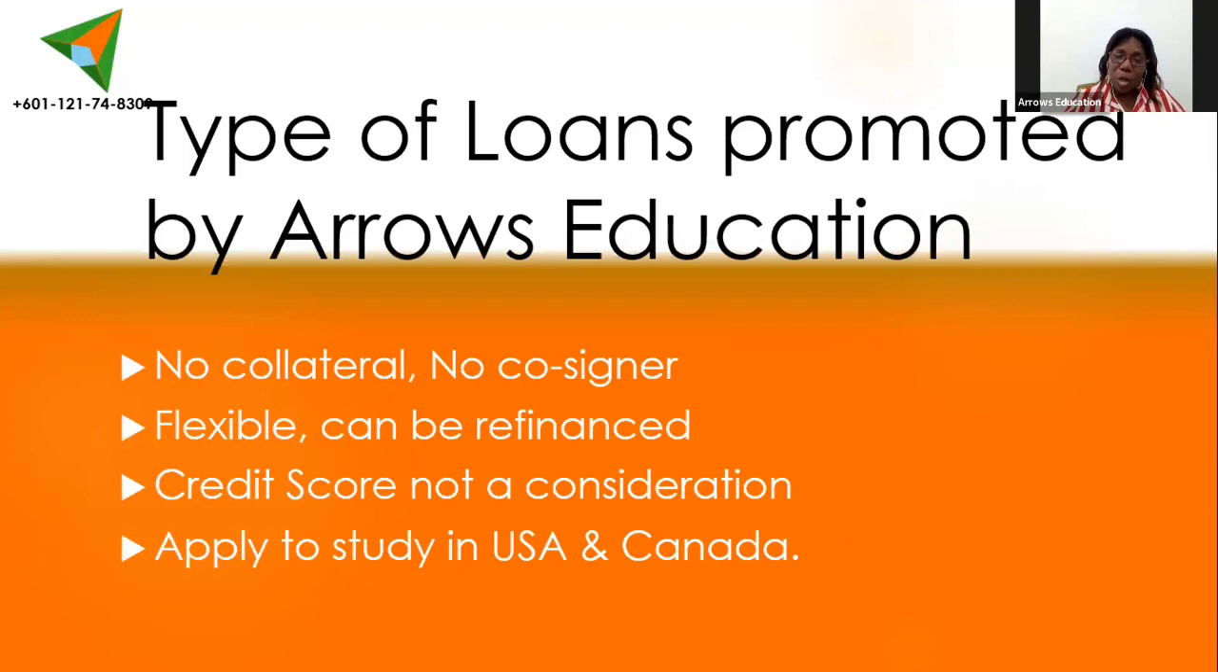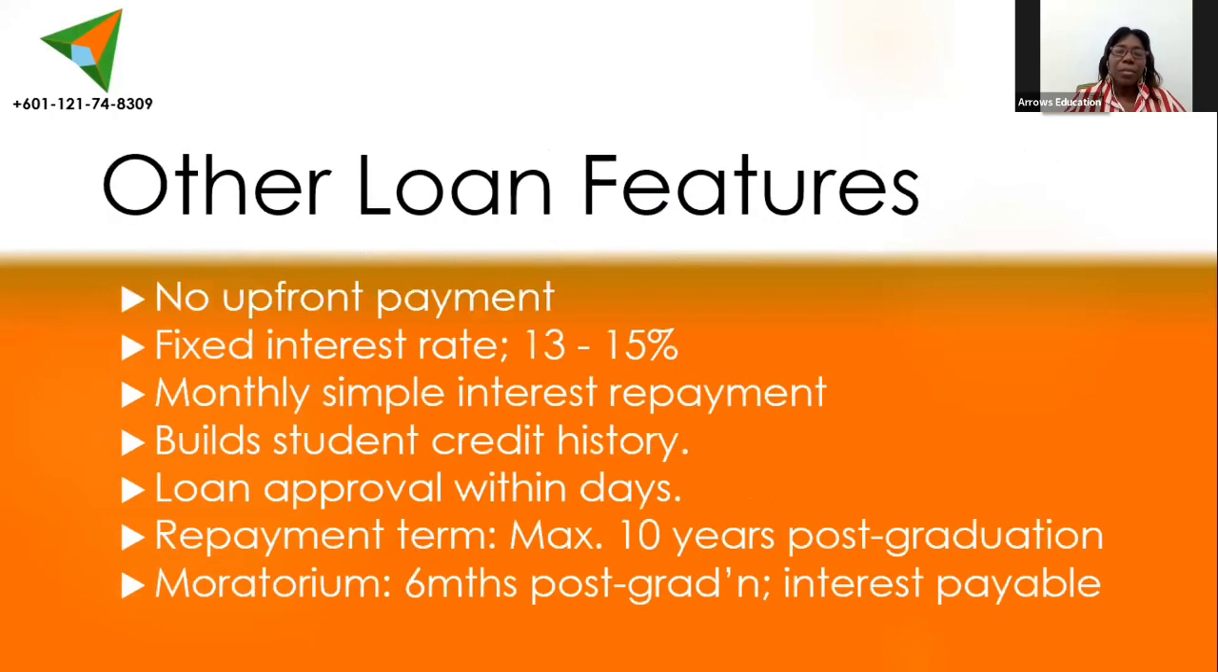So the type of loan that we are promoting to you is the no collateral, no cosigner type. It's flexible. It can be refinanced. You don't need a credit score to actually qualify, and it's only applicable to study in the US and Canada. Other features of the loan is that you don't need to make any upfront payment. The interest rate is fixed and it's between 13 to 15%. You have to pay monthly simple interest during the time of your study, just to make sure that it's kept at a minimum. It builds your credit history as well, which is a plus for you.